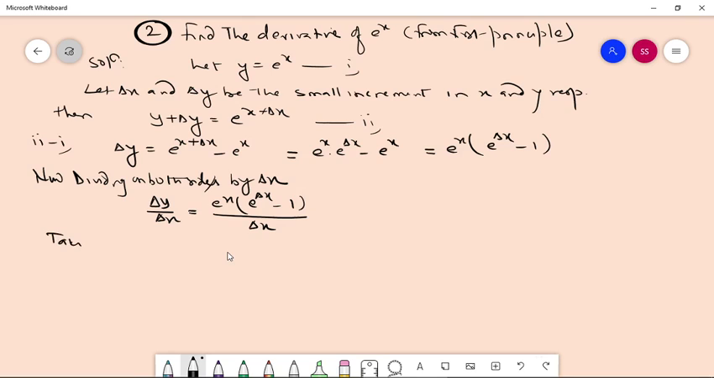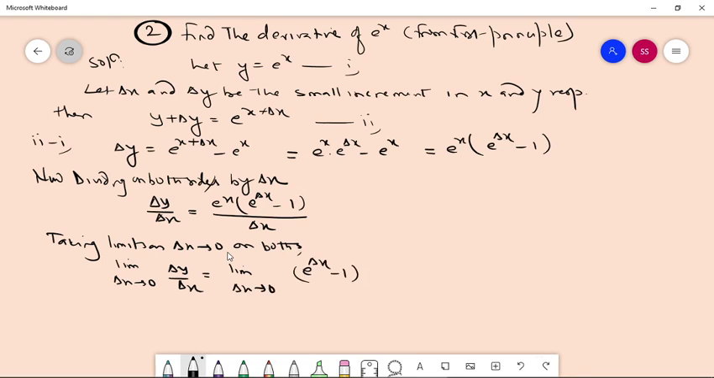Now taking limits as del x tends to 0 on both sides, limit del x tends to 0 del y by del x equal limit del x tends to 0 e to the power del x minus 1 by del x times e to the power x. We can change in this pattern.